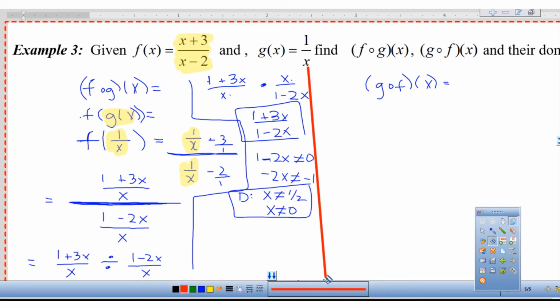Okay? Who says got it? Let me see. Okay, good. Okay, let's do the next one. So this is g of f of x, like that.